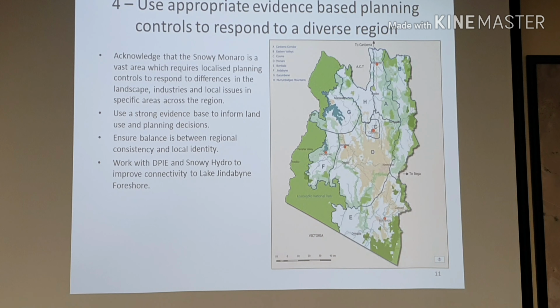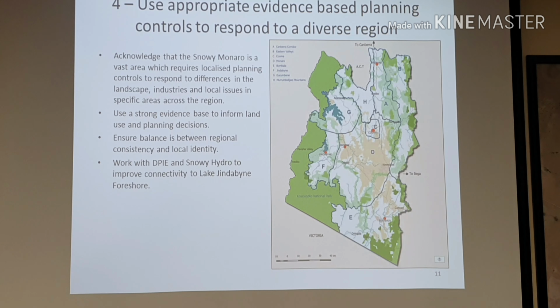So use appropriate evidence-based planning controls to respond to a diverse region. This really came out of the preliminary consultation we had about this time last year, in that the region is so diverse and there are so many different aspects to it that a one-size-fits-all approach across the region just clearly isn't going to work. There need to be different approaches to land use across the region, depending on different drivers, whether those be potential future industry, current industries, lifestyle factors, landscape, existing constraints, whatever they may be.